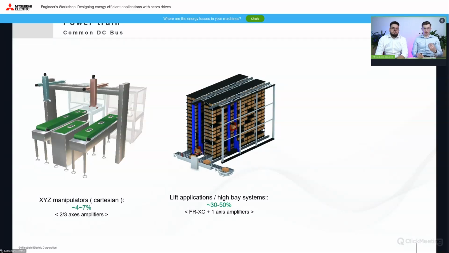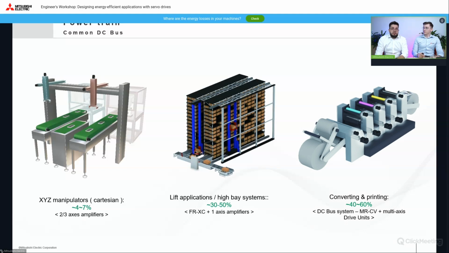But here I will repeat once more. Thanks to the fact that during the downward movement, the servo braking the load generates enough energy that on the next movement, let's say, we can use this reserve from the previous movement. And finally, a very interesting case, that of converting or printing systems, where drives that hold the tension generate so much energy, and with a common DC bus, we only have to compensate for energy losses or changes in inertia.